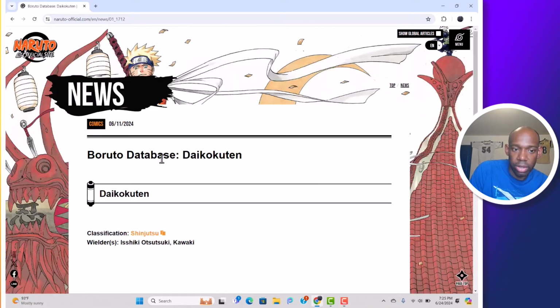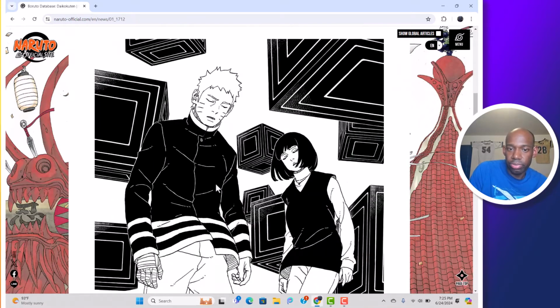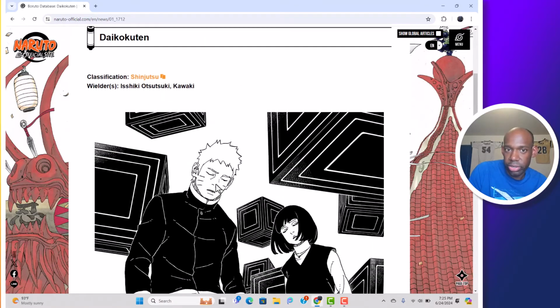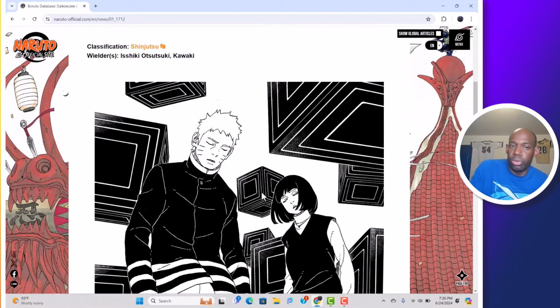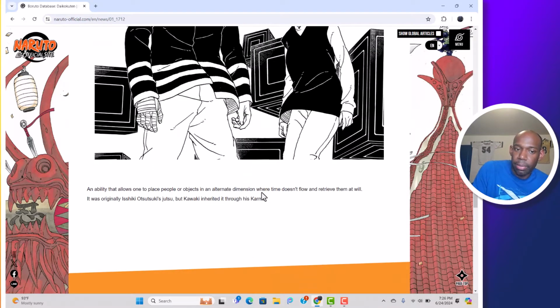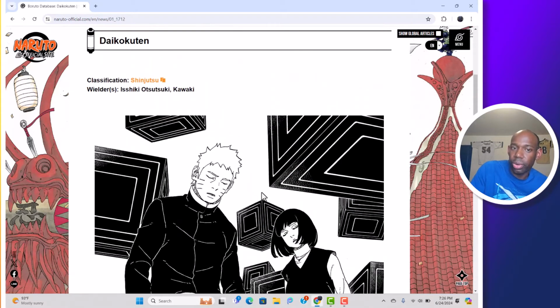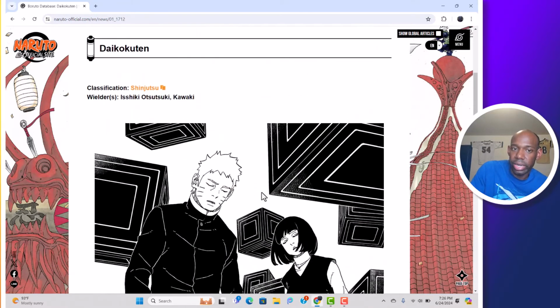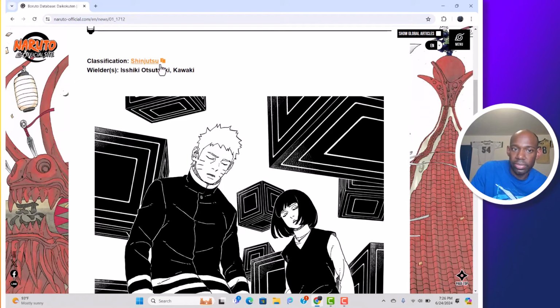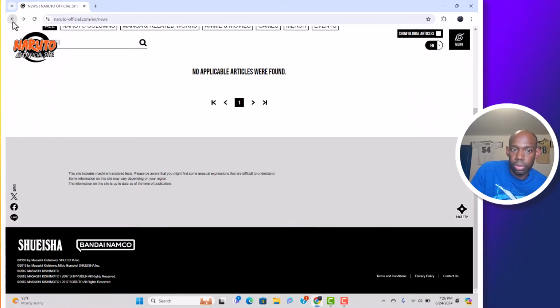Let's go ahead and start off with Daiko Kuten. I was gonna pick Sukuna Hakuna first, but somehow the computer picked Daiko Kuten. So let's go over this. An ability that allows one to place people or objects in an alternate dimension where time doesn't flow and retrieve them at will. It was originally Ishiki Otsutsuki's jutsu, but Kawaki inherited it through his karma. So that's where Naruto and Hinata are sealed right now in the Daiko Kuten. Classification: Shinjutsu.